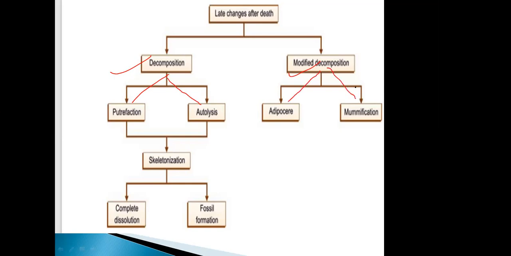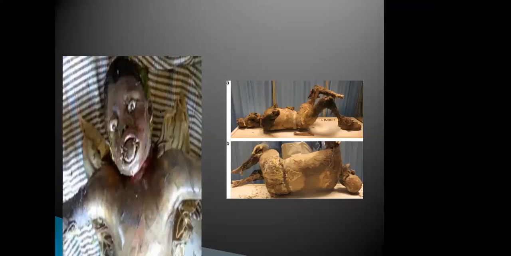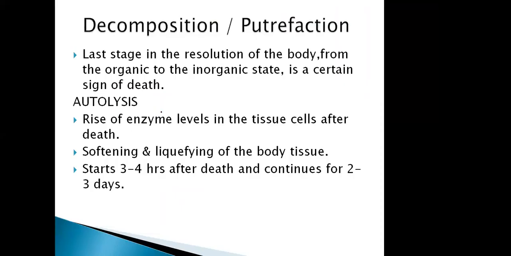So the late change of death can be decomposition or it can be modified decomposition. If it is modified decomposition, it is adipose and mummification. In decomposition, it will lead to autolysis and putrefaction. We'll see one by one and then you will understand it better. So after dying, the body will turn into different forms. Let's see what is decomposition or putrefaction.